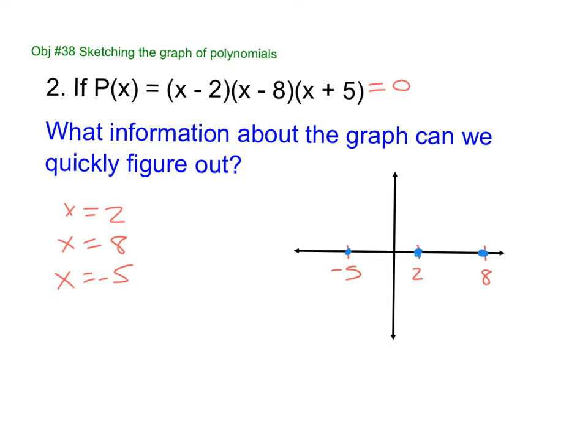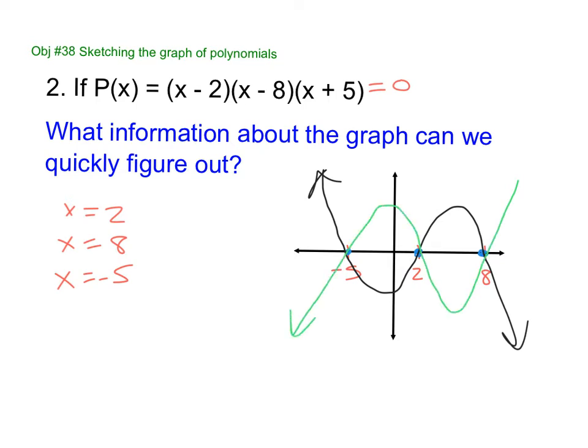Is this thing going to look like this, or is it going to look the opposite, like this? So it's going to be one of the two. So I want you to think about the equation and which one makes more sense. Would it be going up on the right or down on the right?